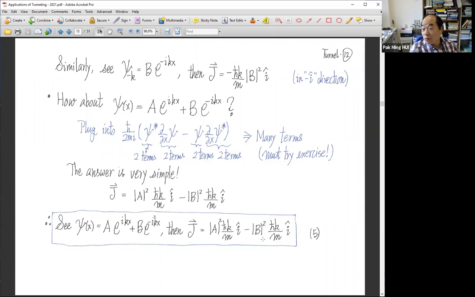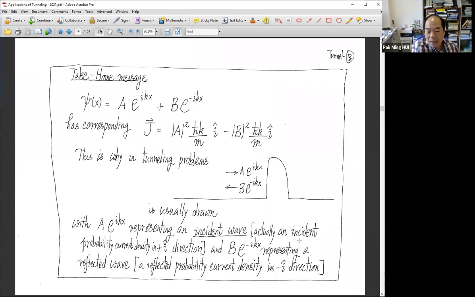Now, I would say it's not trivial. Maybe it's trivial to you. But if you understand this whole chunk has 8 terms, at the end there are only 2 terms. There's something worth trying. So take home message: when you do a tunneling problem, you like to say the left-hand side has an incident and a reflected wave, thereby it's like that. So next time you see that, immediately in your mind, without doing anything anymore, this is the probability current density.